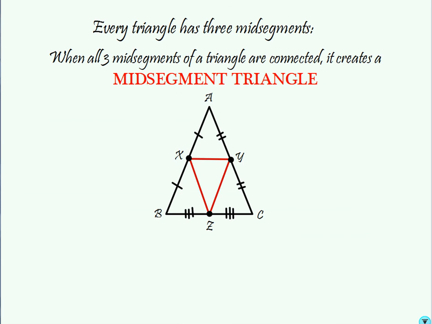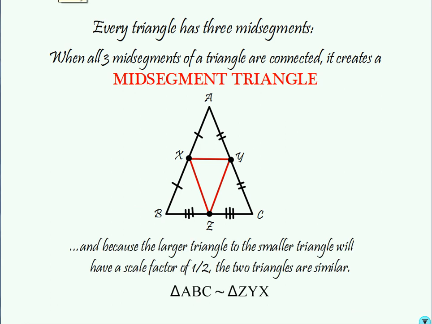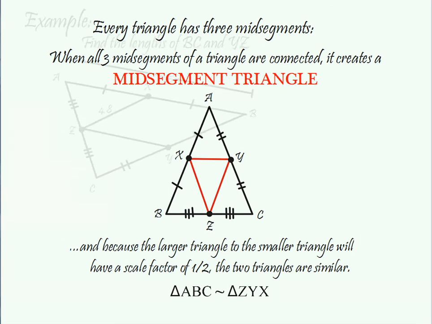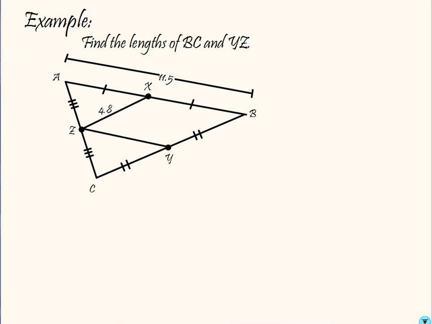A midsegment triangle, because of its proportions, right? Because the larger triangle to the smaller triangle will always have a scale factor of 1/2, then the two triangles are similar. So ABC is similar to ZYX. So let's take a look at what that can do for us in some math problems.